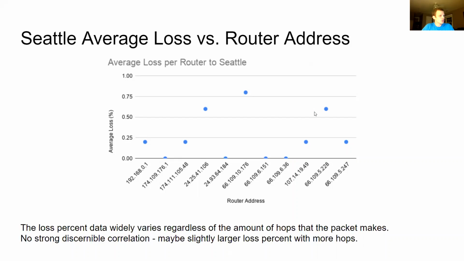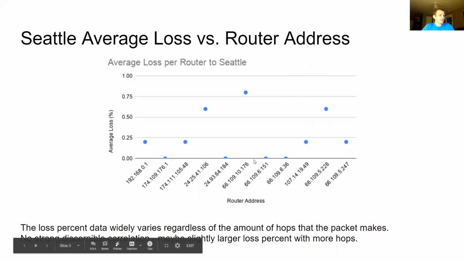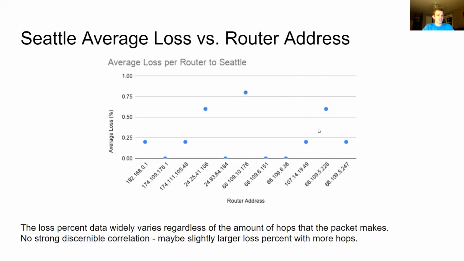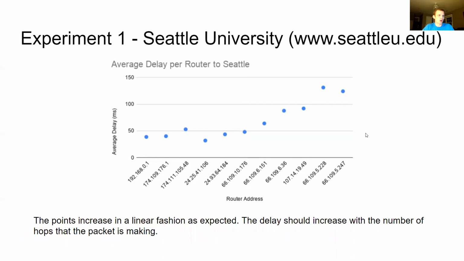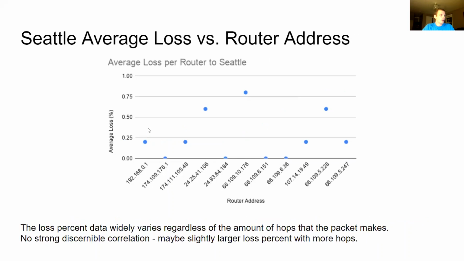and we don't see any clear discernible pattern here. Maybe slightly larger loss percent with more hops. As you can see, the first three are lower than all of the last 3. That's possible, but it's definitely not a strong correlation. Not at all a very strong correlation. By the way, this is using the same methodology where you take the router in each of the 5 trials, add them together, and divide by 5.